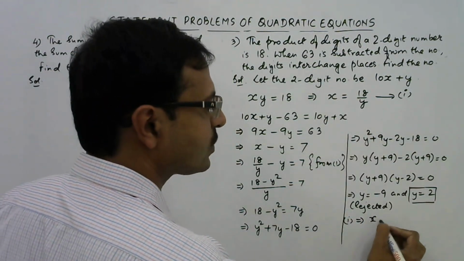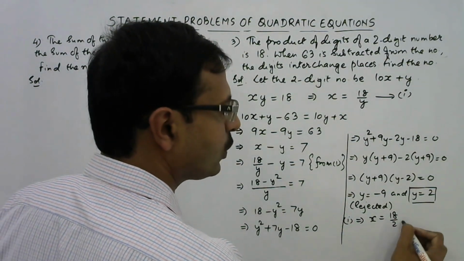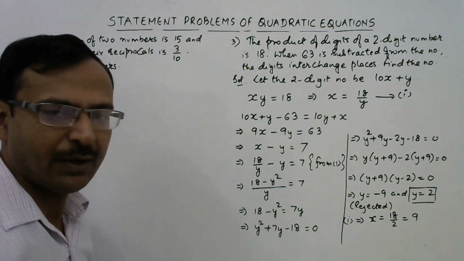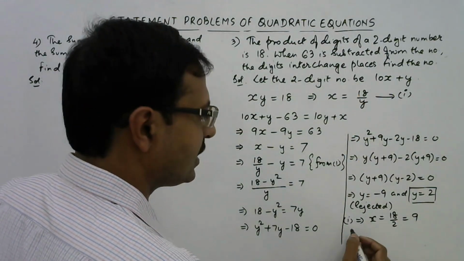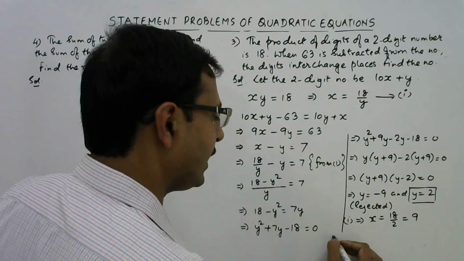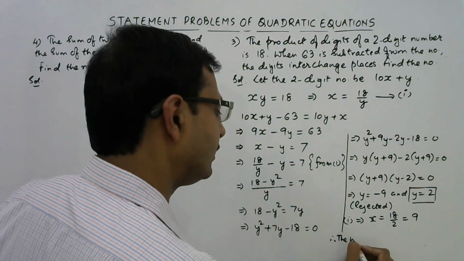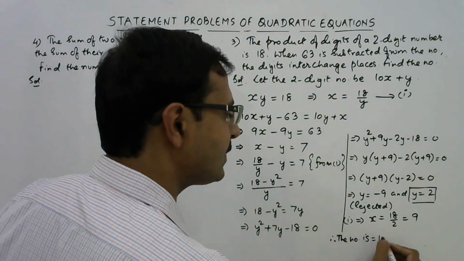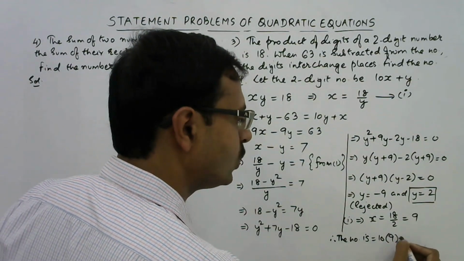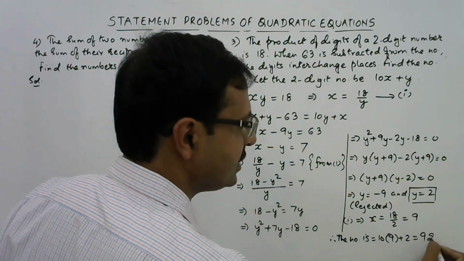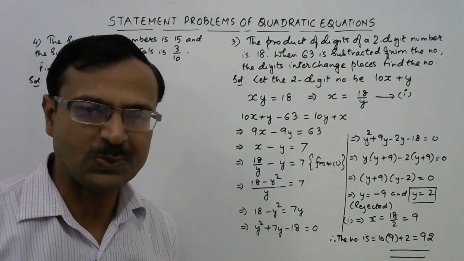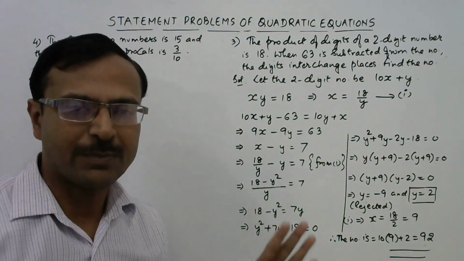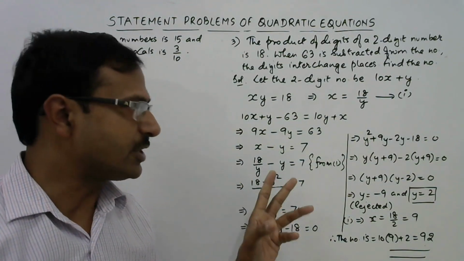You get x is equal to 18 upon y. So 18 upon 2, which is 9. And once you have the values of x and y, finding the two-digit number is just one step away. Therefore, the number is 10x plus y. So 10 into 9 plus 2, that is 92. So the answer for the question is 92. This is how you solve problems based on two-digit numbers.